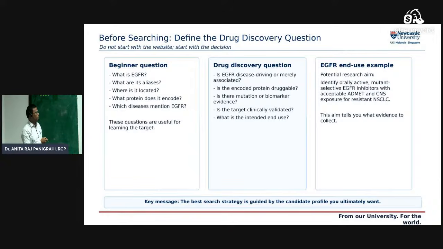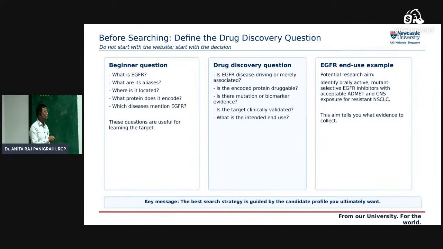Is EGFR disease driving or only associated? That means in a particular disease some proteins are there but they do not play any role, so whether you modulate them or not, nothing will happen. Then, is the encoded protein druggable? Is there mutation or biomarker evidence? Is the target clinically validated? And what is the intended end use?